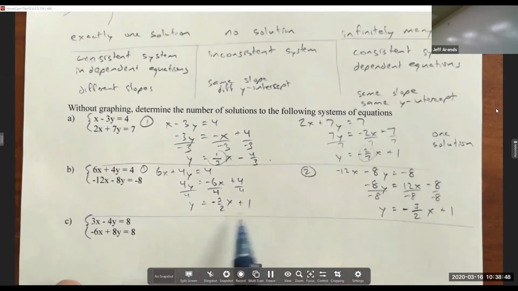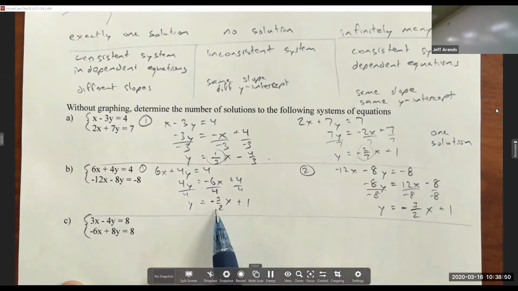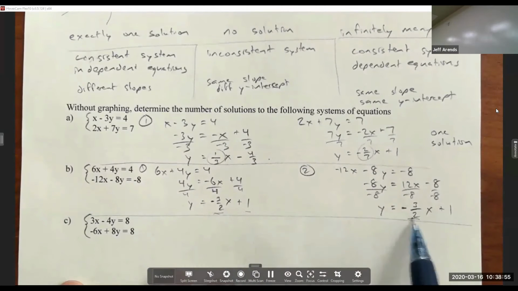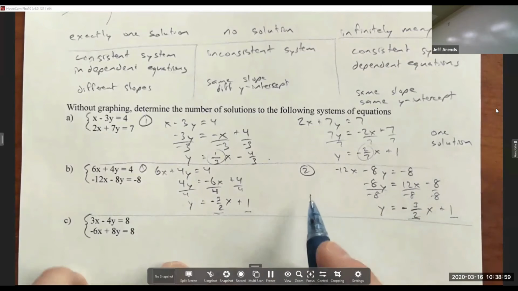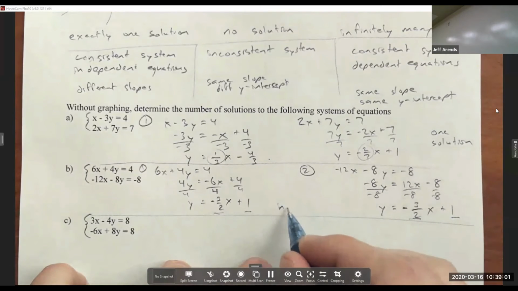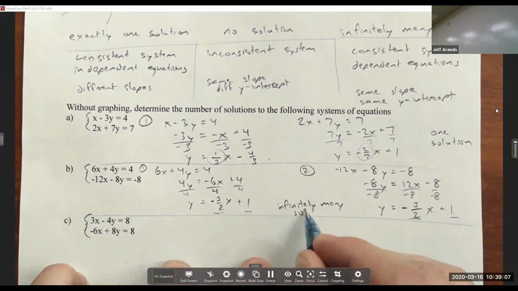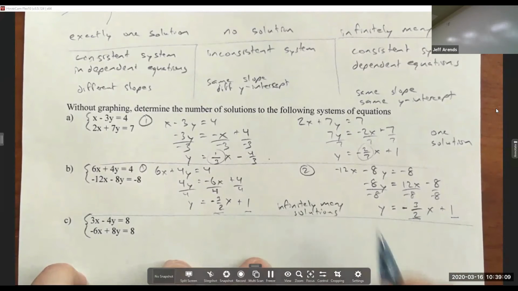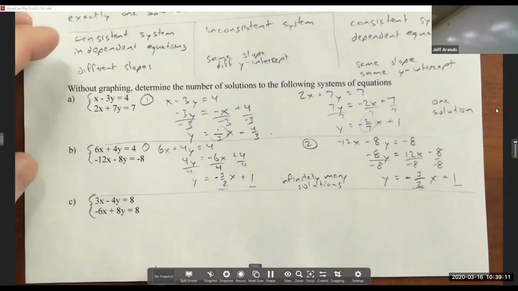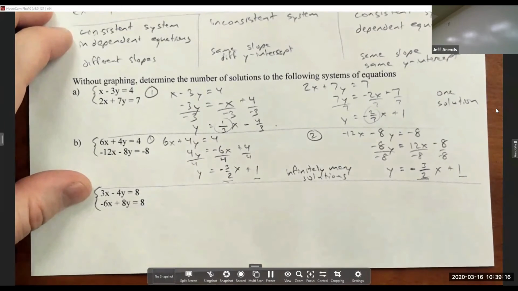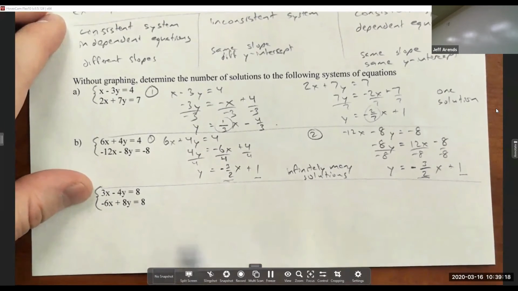And hey, look at that. It looks like both of these equations are exactly the same. We have the same slope and the same y-intercept. Negative 3/2 for the slope and a 1 for the y-intercept, which means we're talking about the same line, so we have infinitely many solutions. And by process of elimination, you can probably guess what this last scenario is going to be, but don't make that assumption. It might not be.